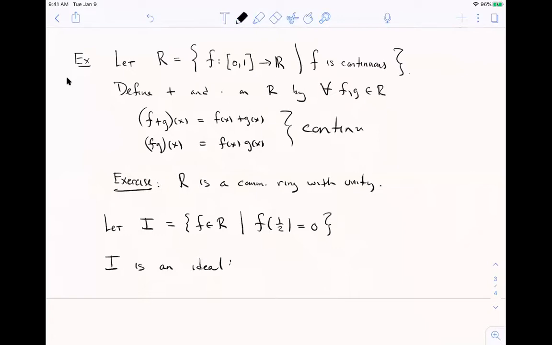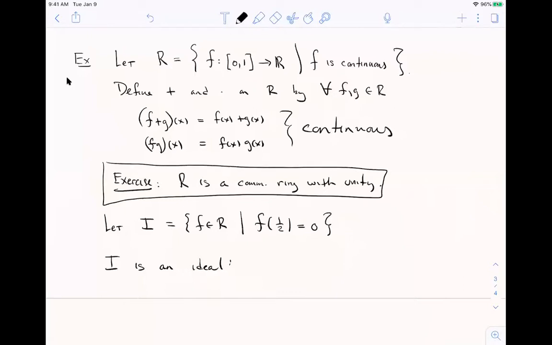That's a fact from calculus, or if you're in the real analysis class, you've given rigorous proofs of that. But you sum two continuous functions or multiply two continuous functions, you get a continuous function. So those are really binary operations on R. And here's your exercise. Your exercise is to show that R is a commutative ring with unity under those operations.